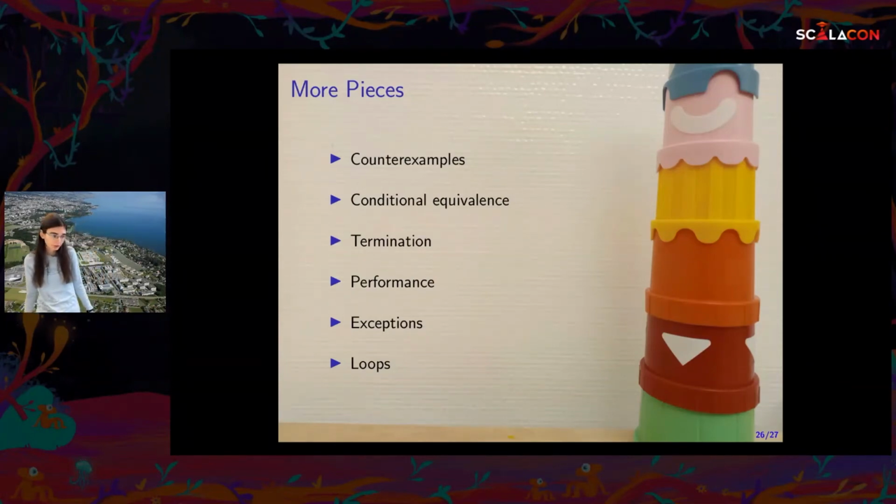Then I didn't talk much about termination, and this is also very important. If you remember the slide when I defined equivalence, I said that in order for functions to be equivalent, they need to be terminating. And so Stainless as a tool also has support for automated termination checking, which is very handy for this reason, because we obviously want to check this as well.